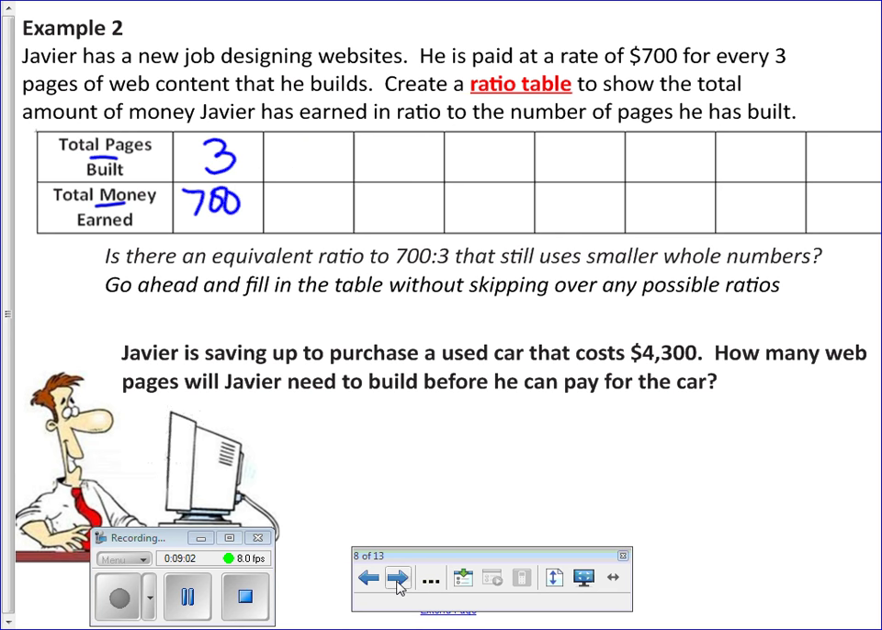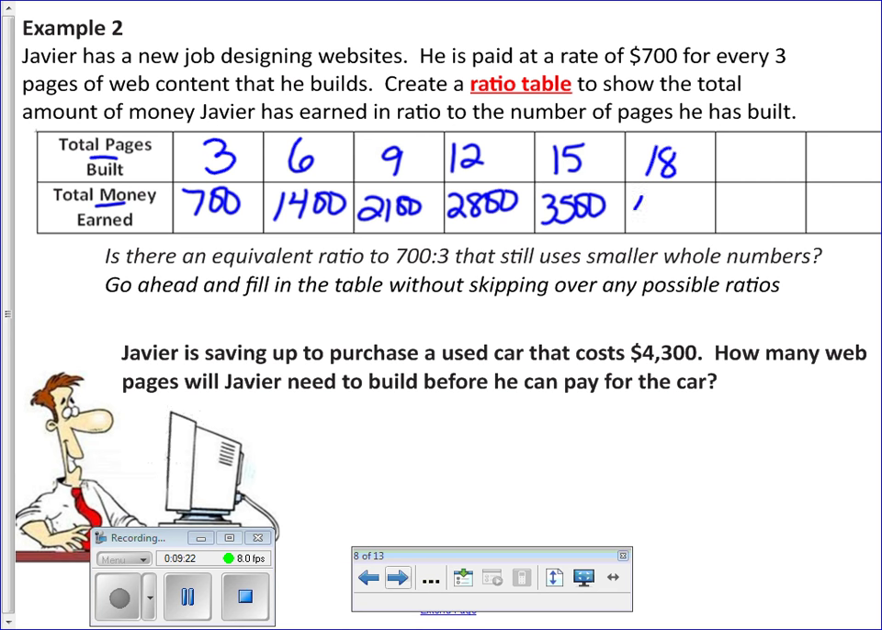So now let's pick our constant of 2. So times 2, times 3, times 4, times 5, times 6, times 7, times 8. Woo!